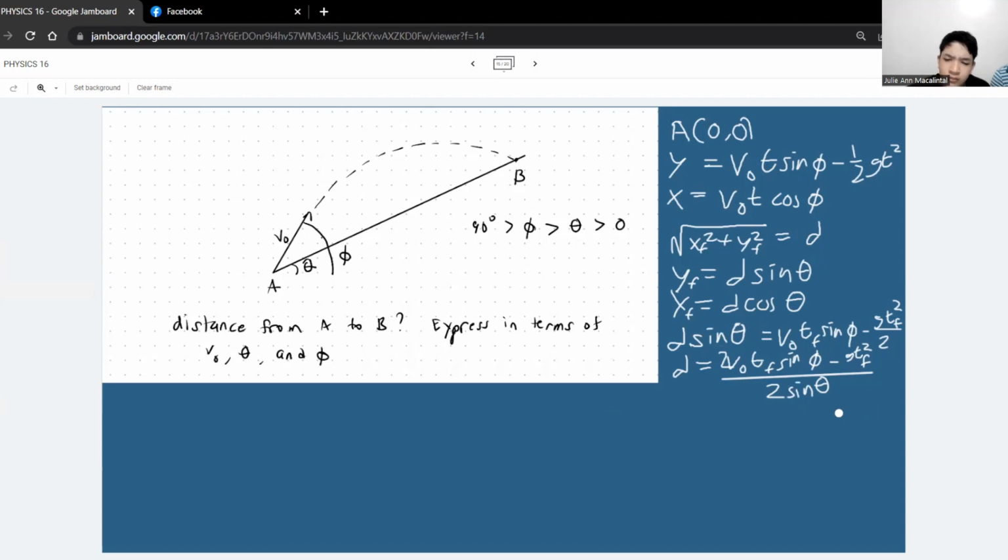And then, don't solve for d yet. Kasi ang unknowns natin ay yung distance traveled at saka yung t sub f. Pag nagbilang tayo ng unknowns dyan, we have two equations with two unknowns. So d sine theta is equal to v naught t sub f sine phi minus g t sub f square over 2. That's one equation. The other equation is d cosine theta equals v naught t sub f cosine phi.